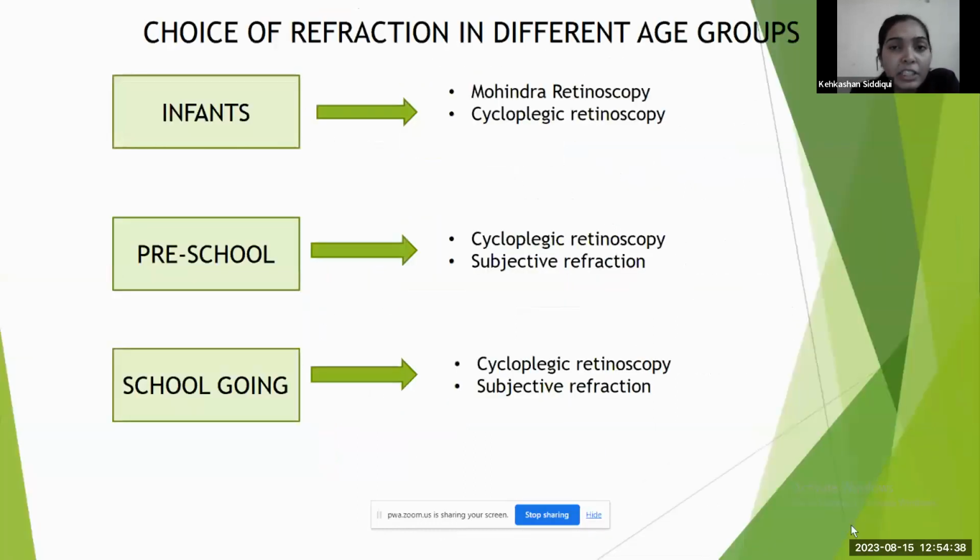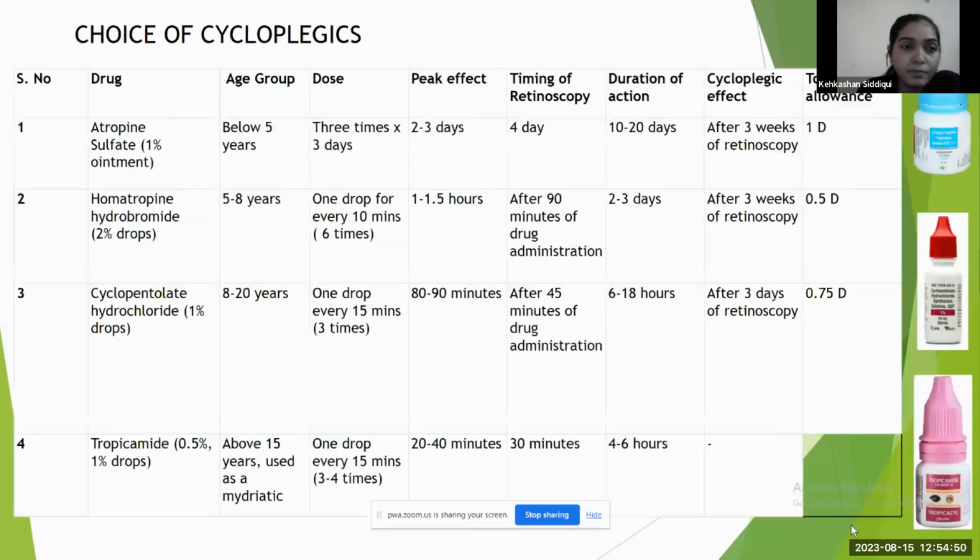The choice of refraction is different in different age groups. For infants, we can use Mohindra retinoscopy or cycloplegic retinoscopy. For preschool and school-going children, we use cycloplegic retinoscopy and subjective refraction. The choice of cycloplegic is also different according to the age of the child. For younger children, we can use atropine sulfate. For older children, we can use cyclopentolate and tropicamide.